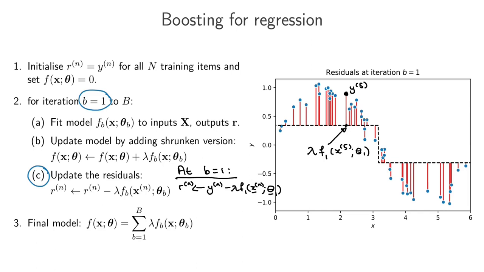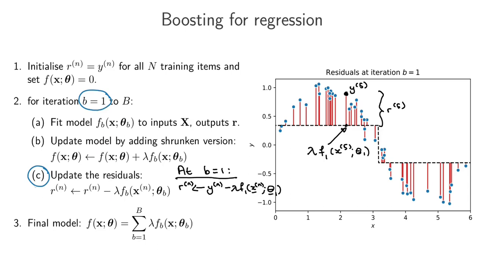Now, what is the mistake we're making? The mistake is basically this height here, and that's called R5. That's the residual, the 5th residual. So what happens in this step is we're basically checking what is the mistake that the model that I trained in this iteration is making. Perfect. So we update all our residuals, and then we're done with the first iteration.